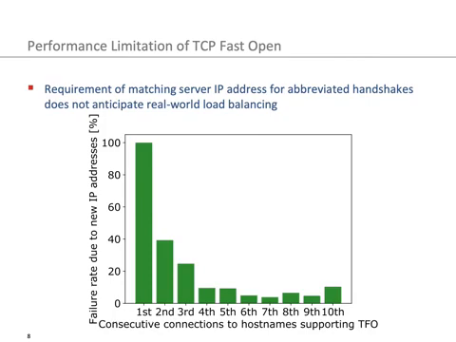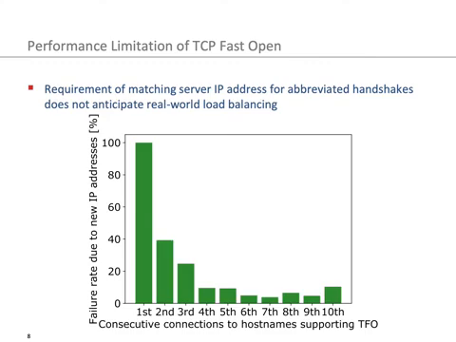TCP Fast Open requires a matching server IP address to conduct abbreviated handshakes. This can be a performance limitation. We studied this performance limitation by connecting 10 consecutive times to the 30,000 host names of the Alexa top million websites that support the TCP Fast Open protocol.